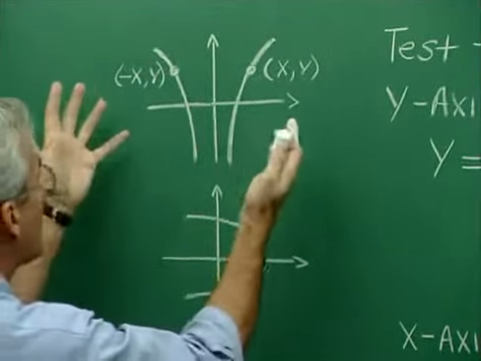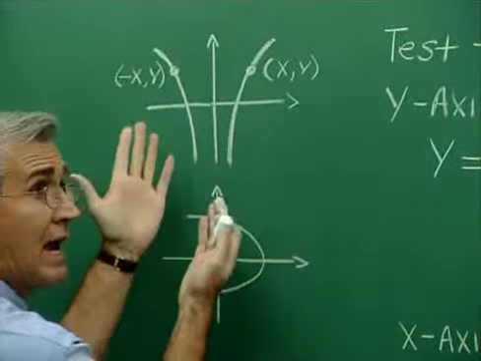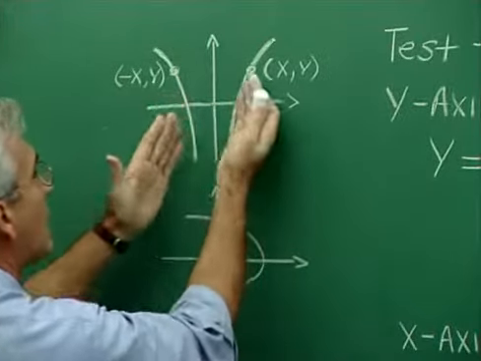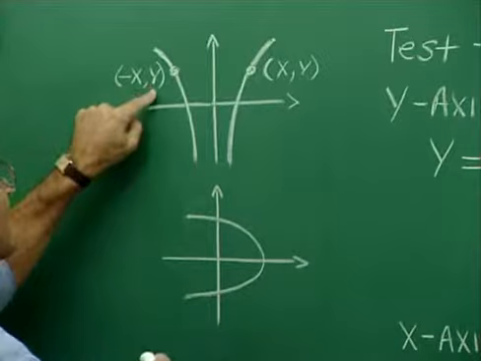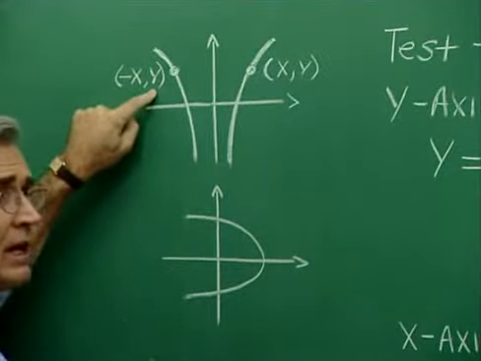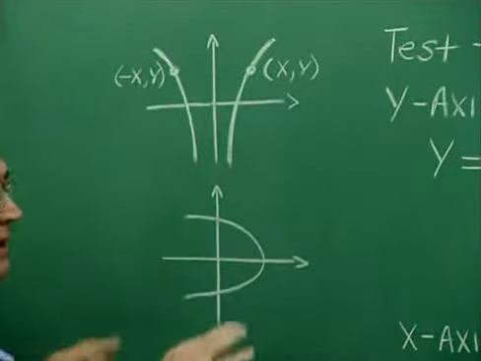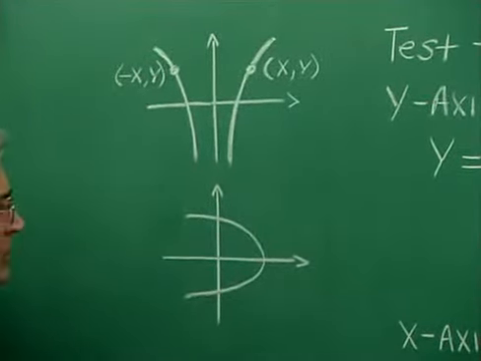Now, this characteristic is true for every single point on the graph. If we take any point over here, it could be this x, y. Therefore, if x, y is on the graph, then also negative x, y is on the graph. And that will become our algebraic test. Let me go through this folding idea with the other kinds of symmetry, and then we'll go to the algebraic form and examine the situation.